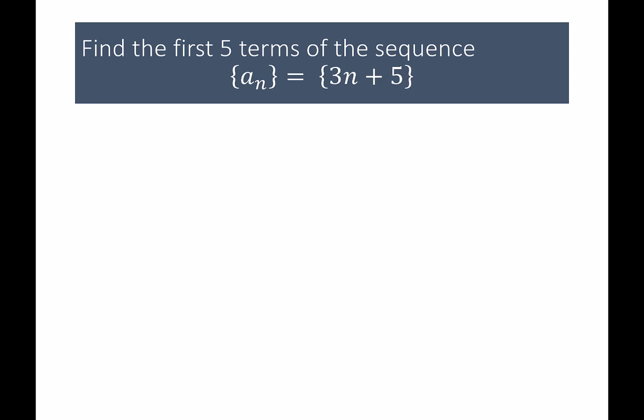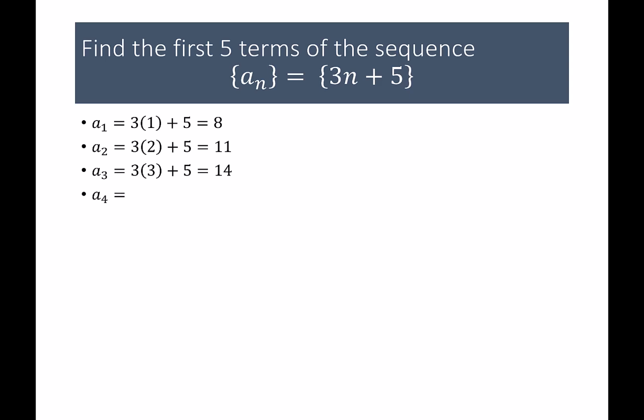We're going to find the first 5 terms of the sequence a sub n where terms are equal to 3 times n plus 5. To find a1, we'll do 3 times 1 plus 5, which gives us 8. a2 will be 3 times 2 plus 5, which is 6 plus 5 or 11. a sub 3 will be 3 times 3 plus 5, which is 9 plus 5 or 14. a4 is 3 times 4 plus 5, which tells us we have a total of 17. Then a5 is 3 times 5 plus 5, which is equal to 20.